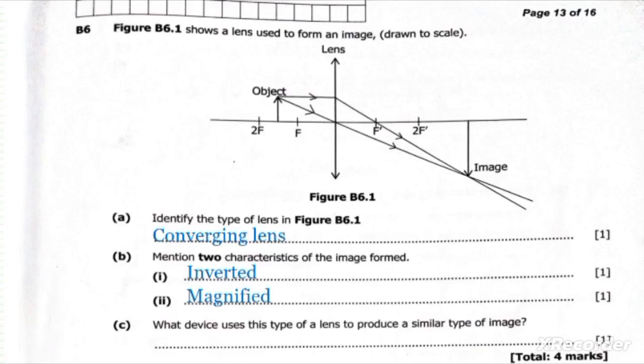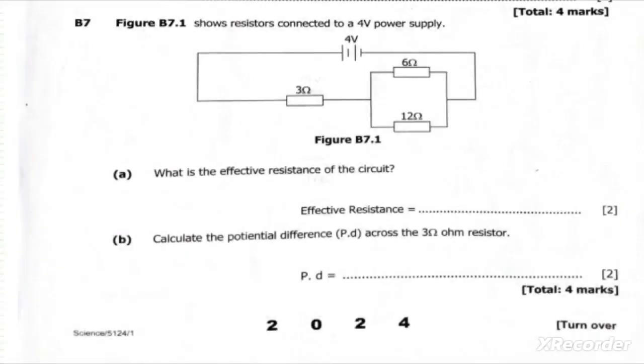Okay. We move to the last part of question C. What type of device uses this type of lens to produce a similar type of image? So microscope is the one that uses this type of lens to produce a similar type of image. We are done with this question. Let us move to the next question, which is question B7.